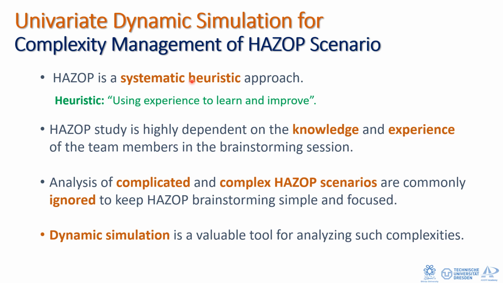HAZOP is a systematic heuristic approach which aims at identifying the probable hazards quickly. Using experience to learn and improve is the formal definition of heuristic. This approach can be effective only when we are looking at one failure at a time, which are the simple HAZOP cases, and the responsive process to them are well known and can be found in the relevant standards, guidance, and checklists.